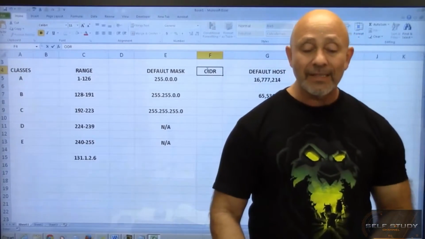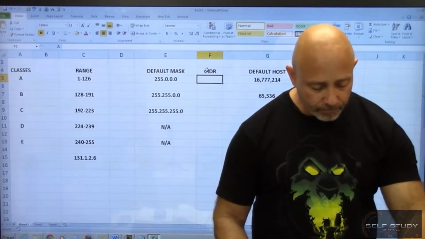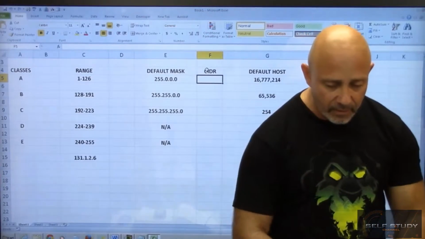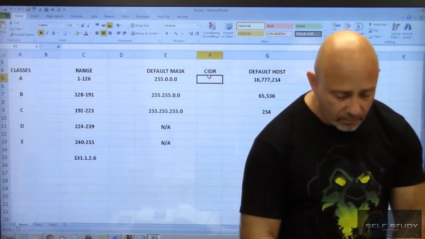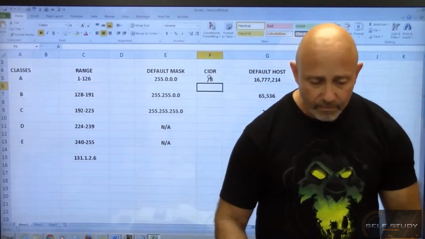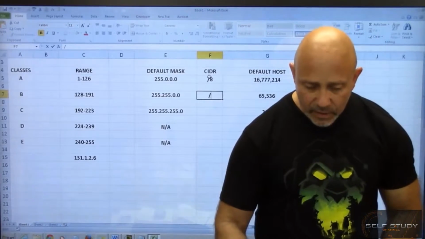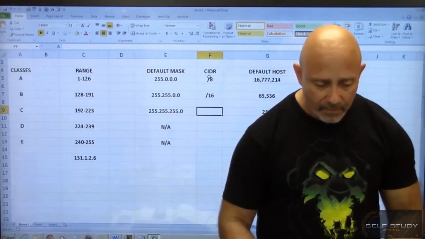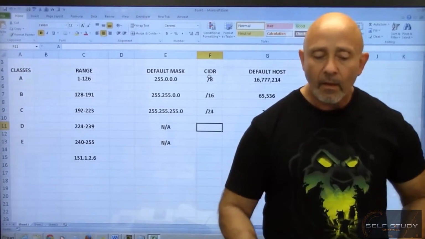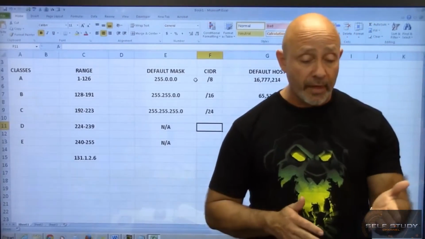CIDR, which is classless interdomain routing, that would be /8, /16, and then /24. All that means that there are 8 bits on consecutively from left to right. That's where you get your 255.